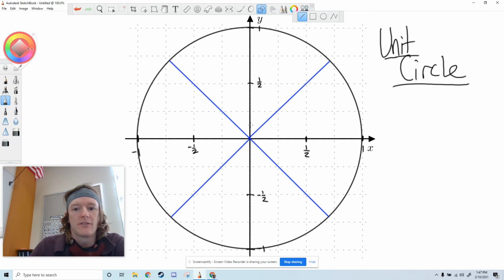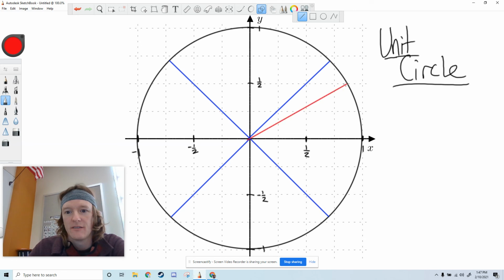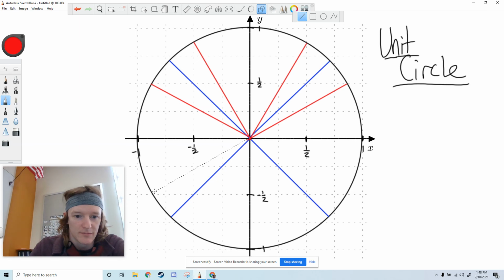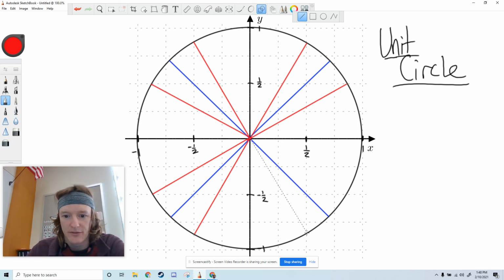We're also going to break it into 30s. So let's see, it'd be from here to here, 30. Here's 60. Straight up would be 90. Another 30 takes us to here. So that'd be 120. Our 150 will be right here, 180. And we'll keep on going. Multiples of 30, multiples of 30.